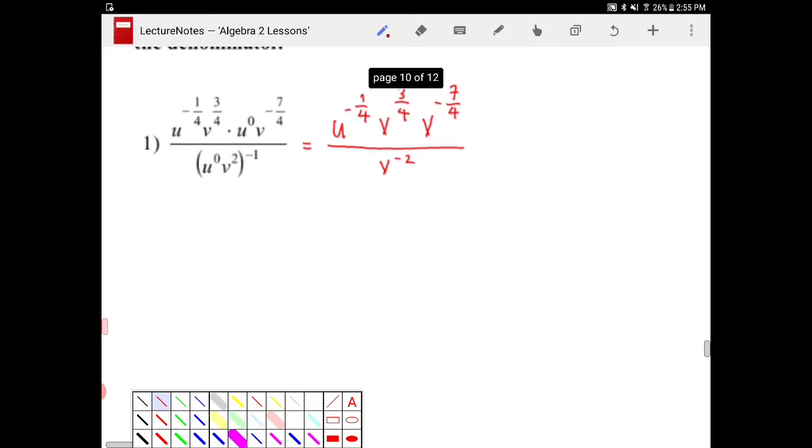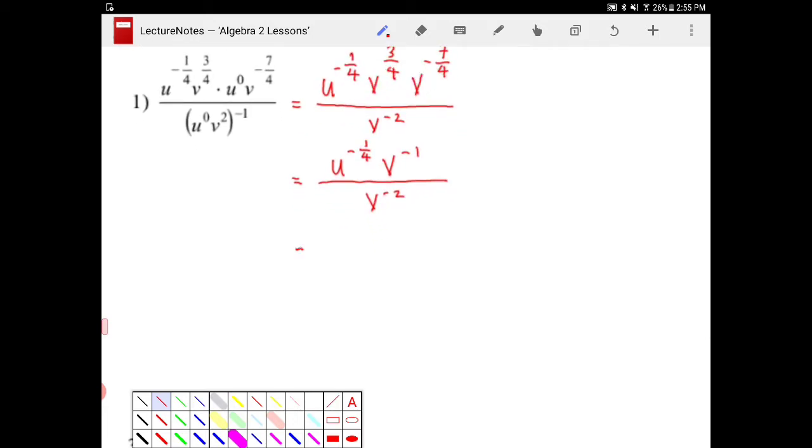Okay, so I'm looking at this now, and I see that there's a lot of v's that I can combine, right? So I have v to the 3/4 and v to the negative 7/4. If I add the exponents together, I will end up with negative 4/4, or just v to the negative 1. So I end up with u to the negative 1/4, v to the negative 1 over v to the negative 2.